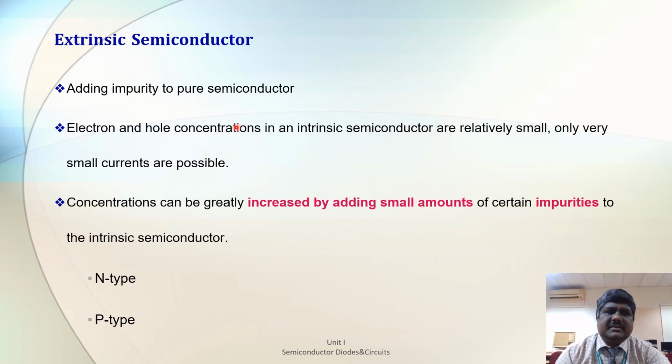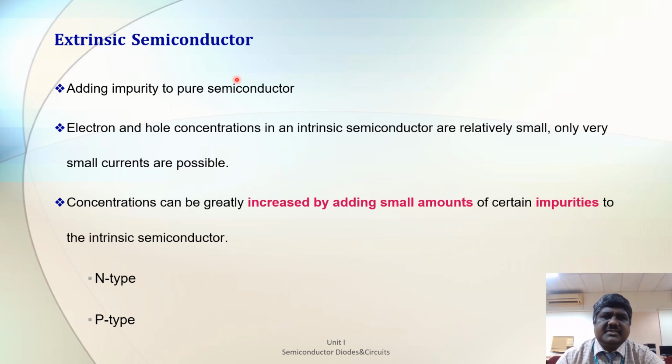Next, the second classification is the extrinsic semiconductor. This is not a pure form, because we are adding impurity.